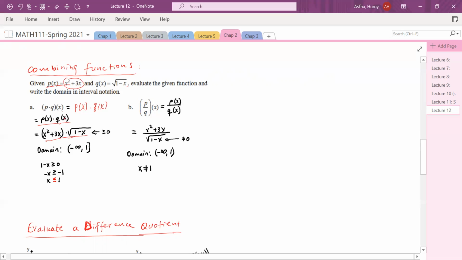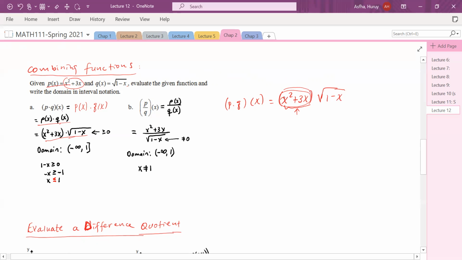Now what is the domain of this new function? Let me write it here so that we can see it clearly. This function is x squared plus 3x times the square root of 1 minus x. Looking at the first part, we don't have any problem because it is always a real number. It doesn't matter what value you choose for x, the output is always real. I only care whether the output is real or not.